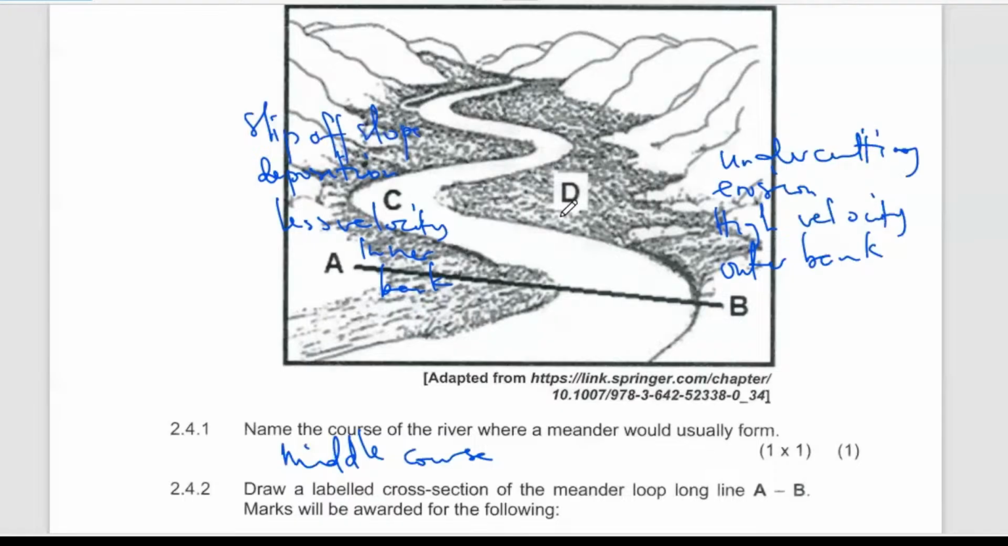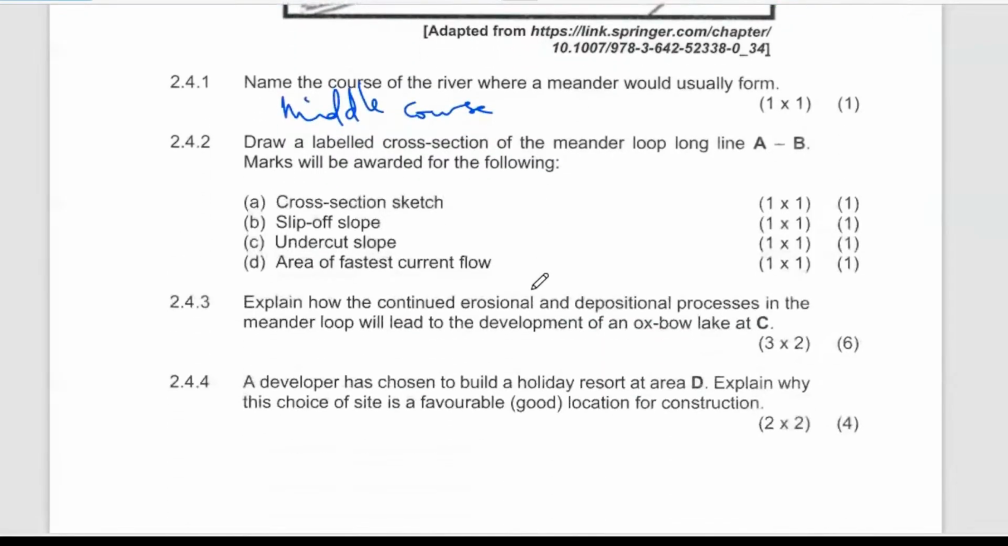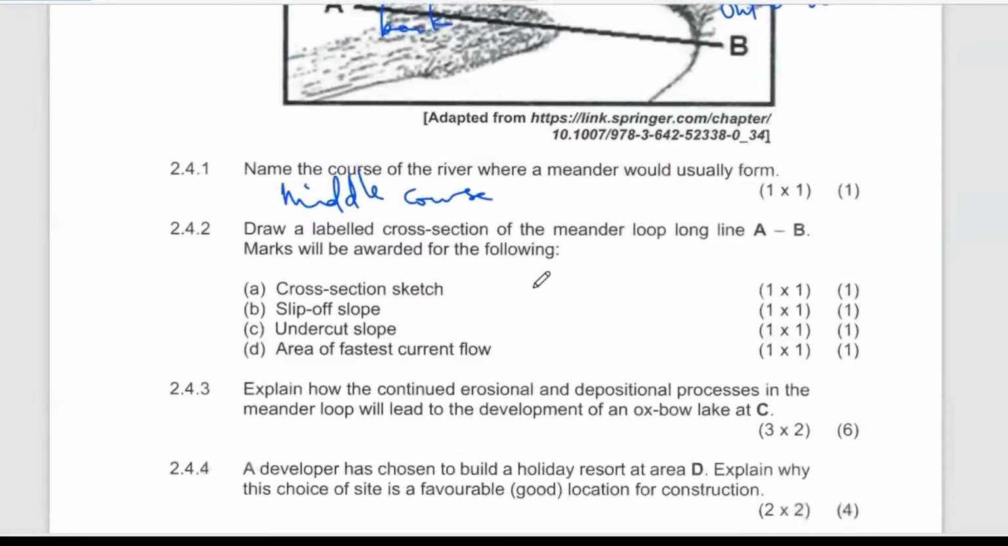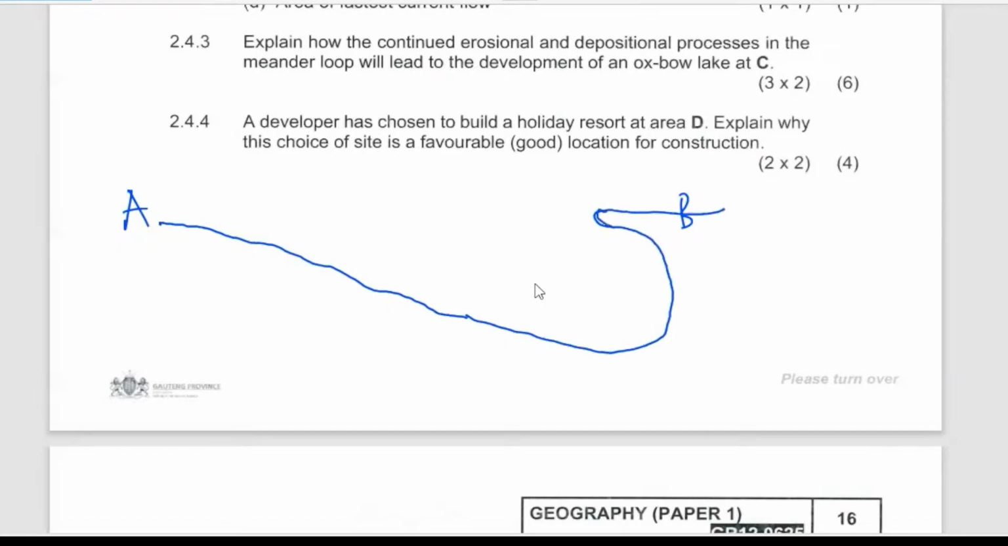Right. So we go back to our question. Our question is saying, draw a labeled cross-section of the meander from A to B. We put our A here, and we put our B this side. Our A, we said there's deposition, implying that this is going to be a slip-off slope. It's gently sloping because there's deposition. And we get into the river channel. As we approach B, there's undercutting, and our B is somewhere here. So the nature of our landscape will look like this.